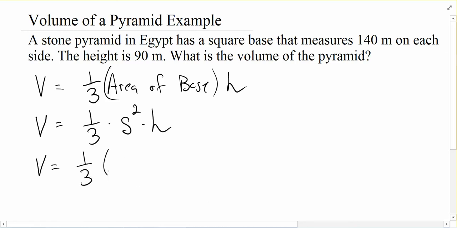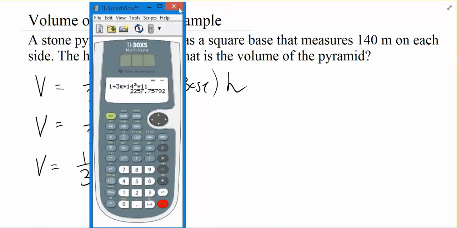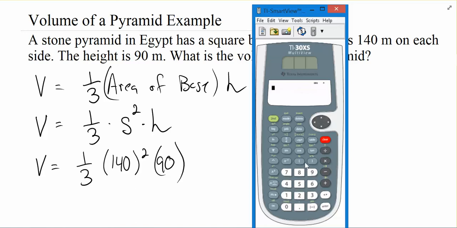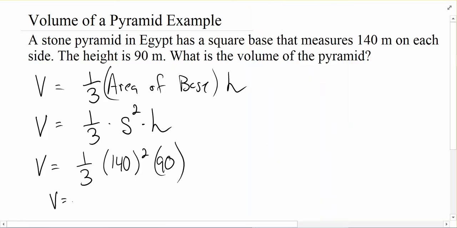Our sides were 140 meters each, and the height was 90 meters. Oops, 90. And now we can grab our calculator and plug that in and see what comes up. So we got 1/3 times 140 squared times 90. And it looks like it's 588,000. In this case, it was meters times meters times meters. So we're looking at cubic meters.